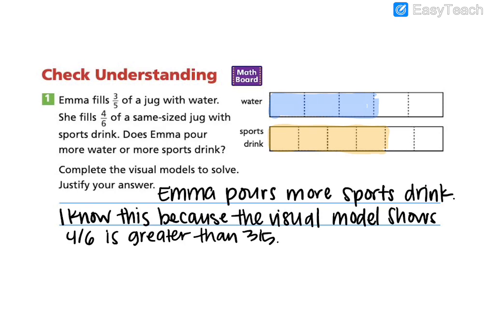Okay, let's go ahead and check your work. The water was 3/5 and the sports drink was 4/6. Now this is the same size jug. Okay, that's why our fraction bar is the same size for our whole. Our answer is that Emma pours more sports drink. Your explanation might have looked like, I know this because the visual model shows 4/6 is greater than 3/5.